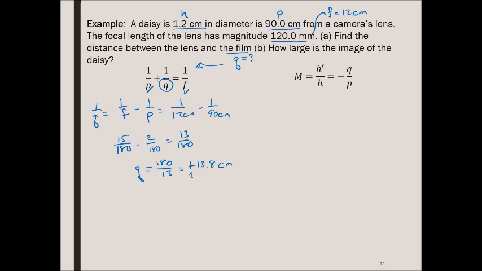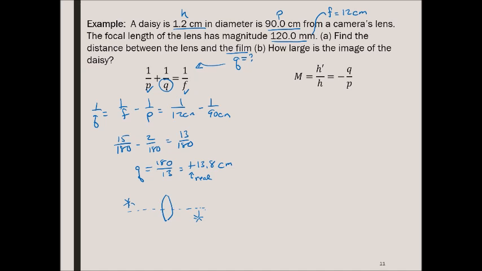So the plus sign indicates that we have a real image. And if I want to draw a little diagram of my system, I have my daisy here. And we get a real image on this side that is upside down. And it'll end up being closer, so it's going to end up being diminished. But we do know that that is real.